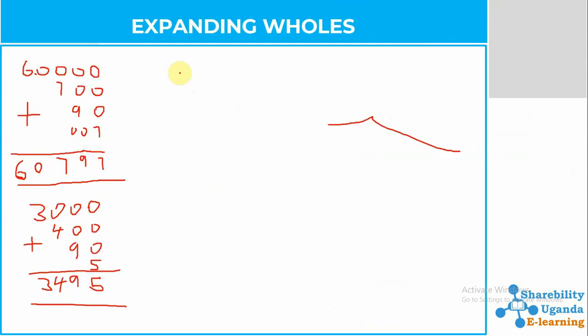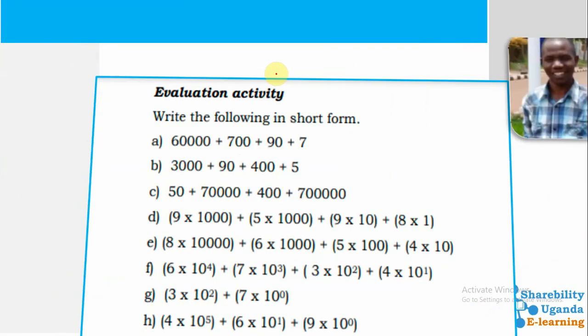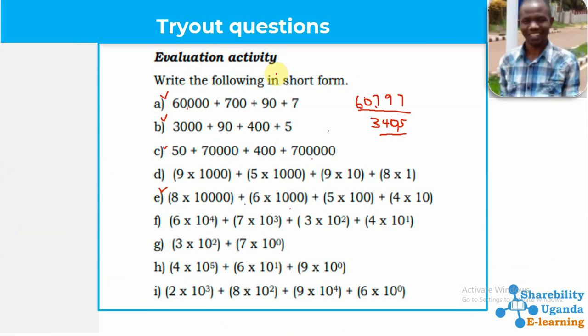Okay, we are having our 8 times 10,000. Okay, 10,000, therefore 4 zeros. Then plus 6,000.